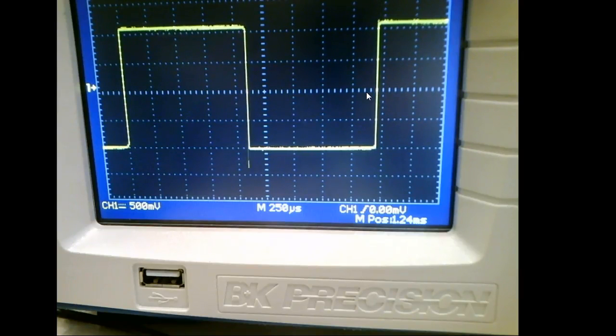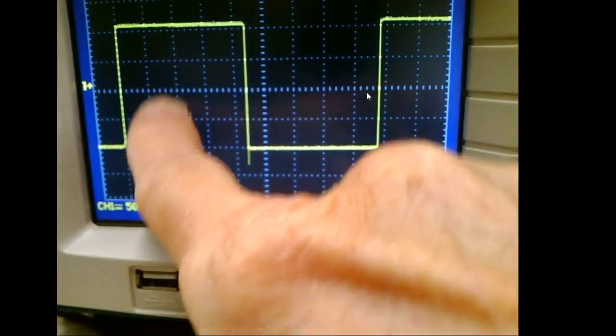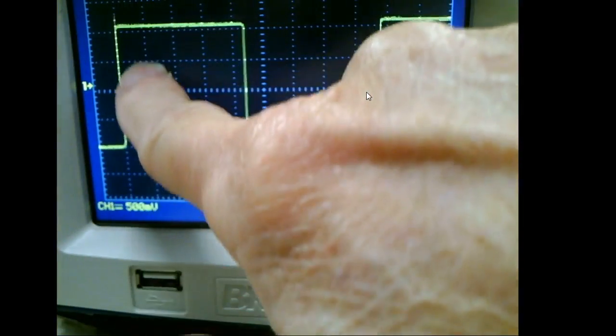You understand that? You said 8.8 multiplied by 250 microseconds, and that would give us our time. What would be the voltage? Well, the voltage works the same way. I've got mine on 500 millivolts per division, so voltage is this way.